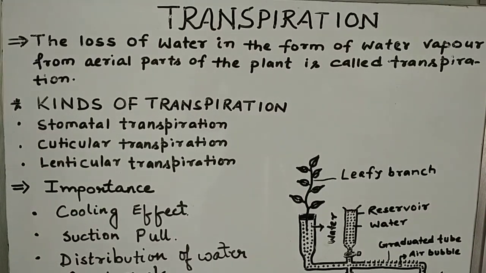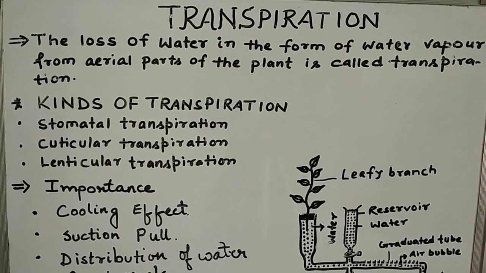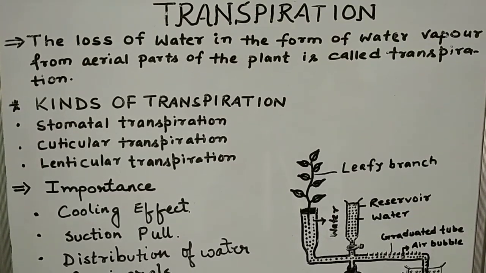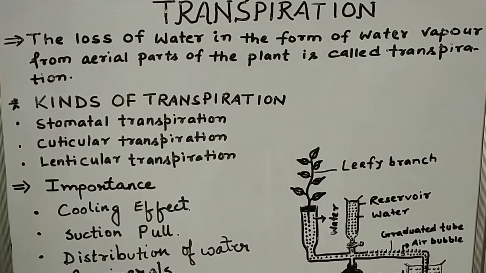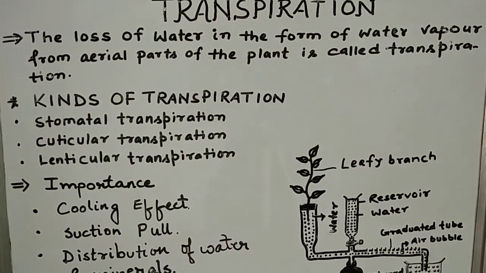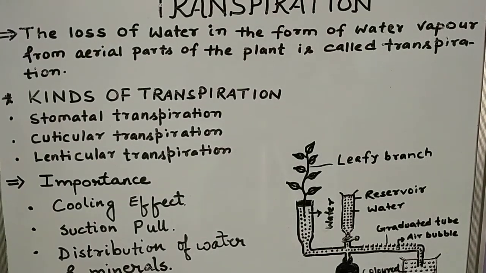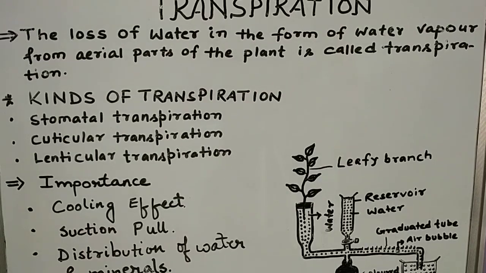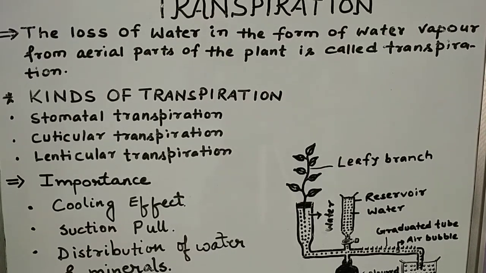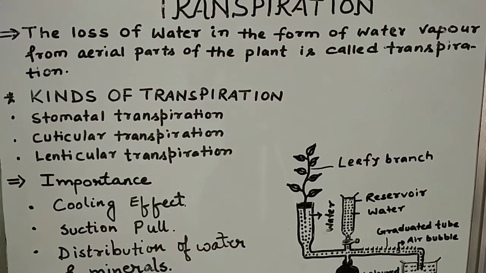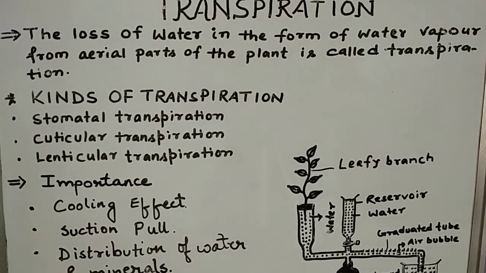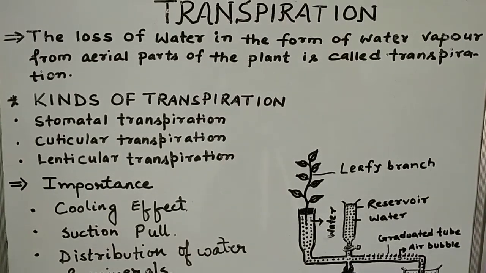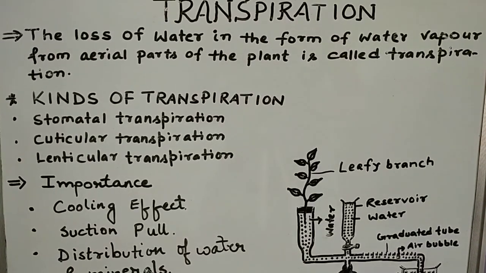Then cuticular transpiration means the waxy layer over the surface of the epidermis. From there also evaporation takes place, and that is called cuticular transpiration. And lastly, from the lenticels. Lenticels are the openings found on the woody stems, or the stems which have become older, the bark, the trunk. From there also transpiration takes place, but this is only important or measurable when stomatal transpiration has not been very effective.